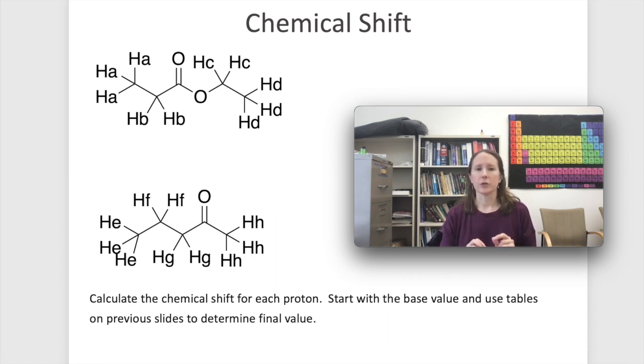So what you'll need to do is start with a base value depending upon whether the hydrogen is on a CH3 or CH2 or CH group. And then you're going to look to the tables in the previous slides, and you're going to have to add a certain amount depending on whether they are next to a carbonyl or an oxygen and how far away from those groups they are, because those groups will inductively withdraw electrons, which will have a de-shielding effect.